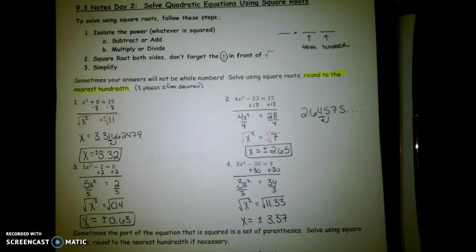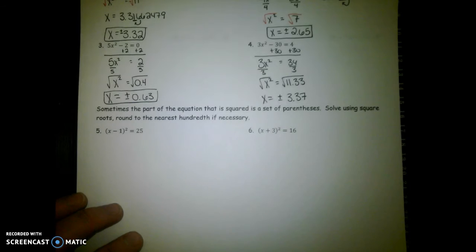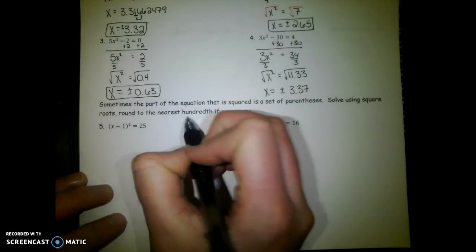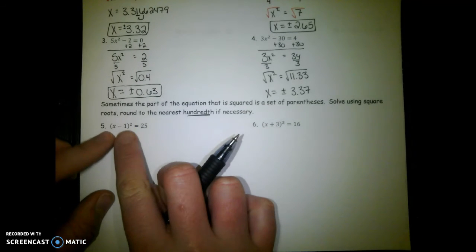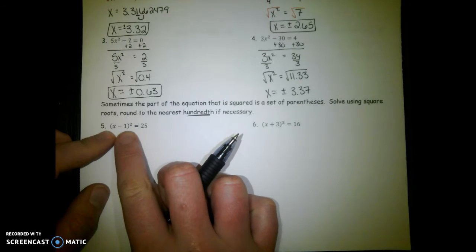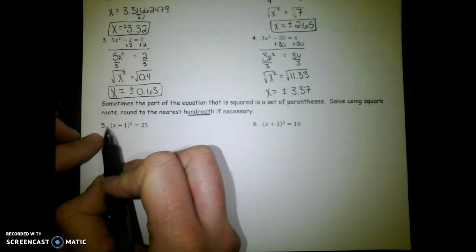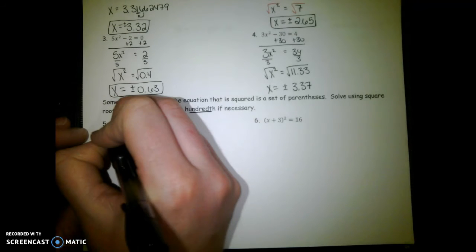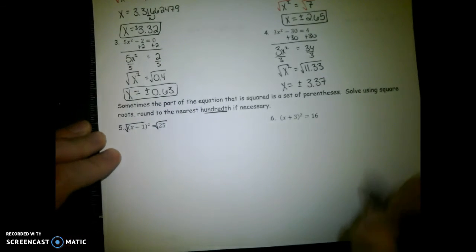Now let's look at number 5. Sometimes the part of the equation that is squared is a set of parentheses. Solve using square roots, round to the nearest hundredth if necessary. So we're still doing 2 places after the decimal. The difference here is the thing that is squared is the set of parentheses. So you want to make sure that the parentheses are by themselves. You want to make sure there's nothing multiplied in front of the parentheses and nothing added or subtracted after. This is isolated, so our step is to square root both sides.